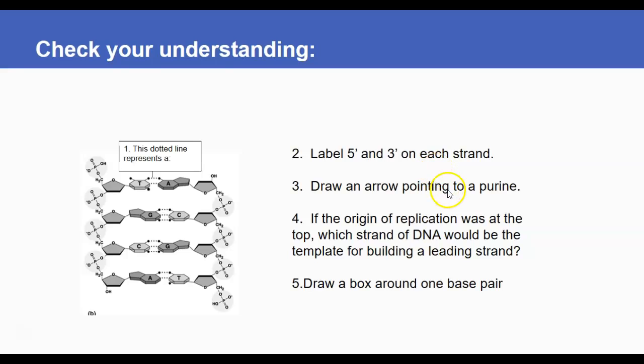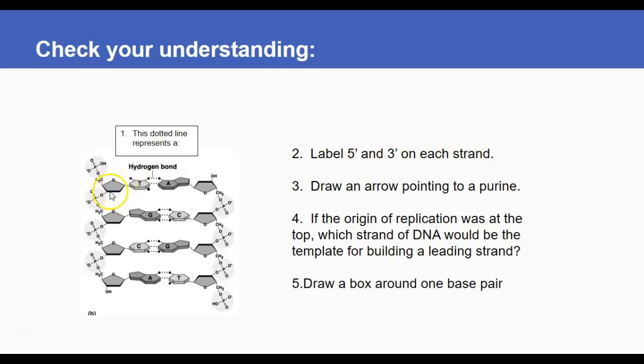Lastly, I want to check your understanding. So I post these, and I post the answers in the PowerPoint, but I have them here in the video. Number one, you want to represent, what are those dots? Those dots are a hydrogen bond. You want to label the 5' and 3' ends.